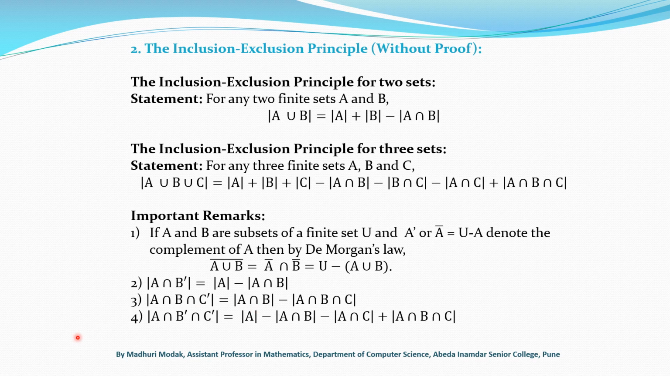Similarly, what is cardinality of A intersection B dash intersection C dash? It represents number of elements in A but not present in B and C at a time. It is equal to cardinality of A minus cardinality of A intersection B minus cardinality of A intersection C plus cardinality of A intersection B intersection C. Now, similar to A intersection B dash, we can find cardinality of A intersection C dash or B intersection C dash in the same way.